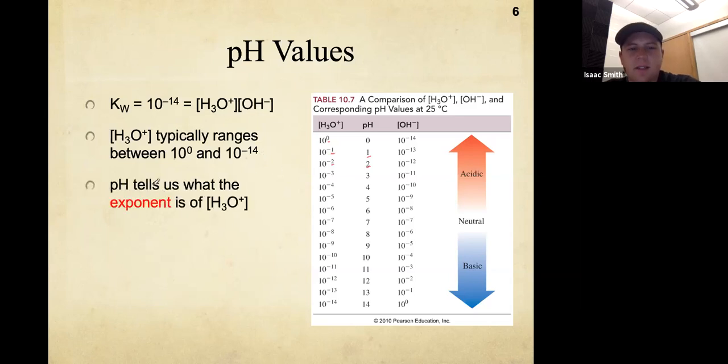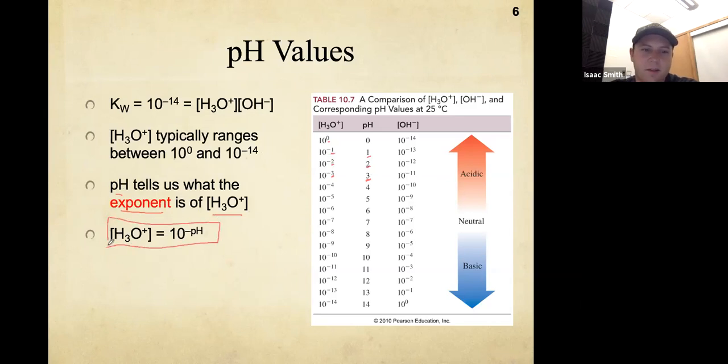Okay, so this pH tells us, like we just noticed here, what the exponent of the hydronium concentration is. So hydronium concentration equals 10 to the negative pH, right? So you can see, like, pH of 3, hydronium is 10 to the negative 3, okay? So that's where this equation comes into play. In this equation, we're going to come to, this is basically the one equation. Well, there's two equations, but the other one's derived from this that we're going to learn in this lecture, okay?